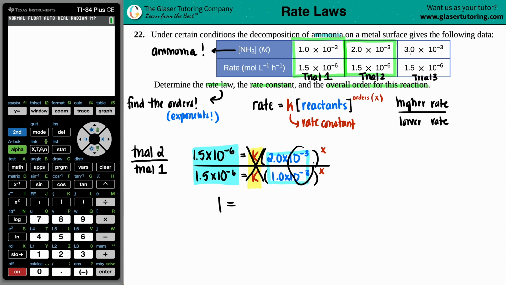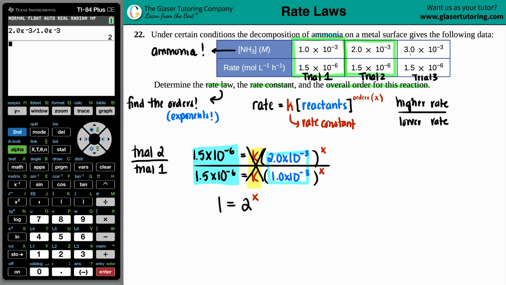If you have the same exponents, don't even worry about those. Just do this math. So 2 divided by 1 is 2. But I have the calculator here, so I feel like I have to use it. So 2 times 10 to the negative 3 divided by 1.0 times 10 to the negative 3. And there you go. So we got 2. And now the exponent just comes along for the ride. x. Beautiful. So now we have this dilemma.